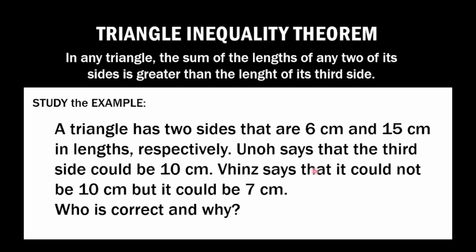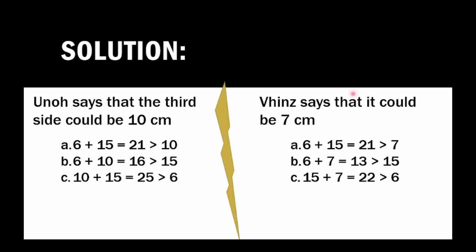Bakit? Again, kailangan natin dito itong theorem, which is in any triangle, the sum of the lengths of any two of its sides is greater than the length of its third side. So, tingnan natin kung sino ba ang tama, si Uno ba o si Vince. Okay, solution. Ito yung kay Uno, says that the third side could be 10. Based from our theorem, kailangan i-add natin yung dalawang side at dapat greater than ito dun sa natitirang side. Kay Uno, ang kanyang mga side ay 6, 15, at yung sabi niya na 10.